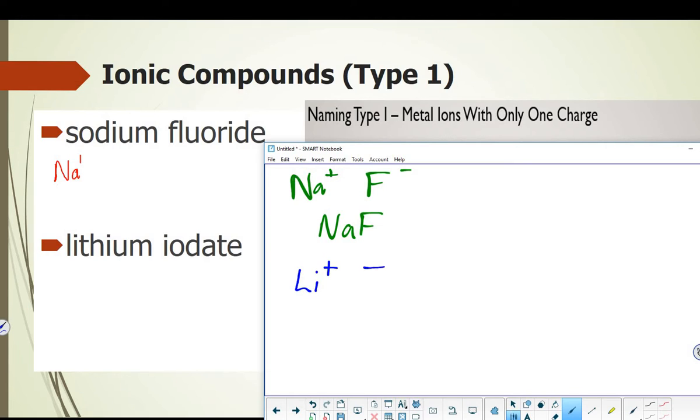So iodate happens to be IO3 with a -1 charge. Again, plus and minus, already taken care of, so I just smash them together and write LiIO3. Make sure you put the caps on top and bottom of the iodine. Okay, we're going to go to the next type. So this is just a quick review. I'm going to give you a little bit of each type so you can sort of see.